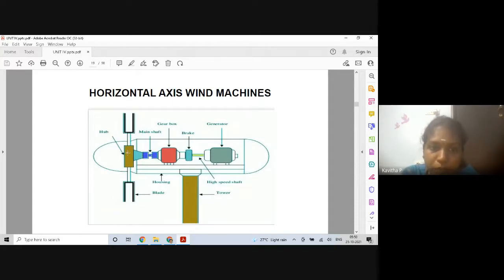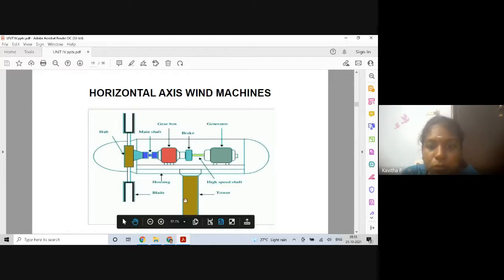The reason this one is called a horizontal axis wind machine is this is the hub, and to the hub the wind blades are connected. So these are the wind blades. Then we have the main shaft, to which we connect the gearbox, and then a brake system, and then another shaft, and then we have a generator over here. All these components are mounted over the tower structure or the supporting structure.